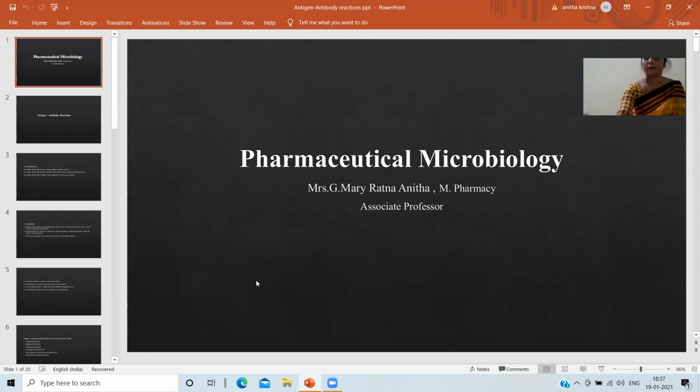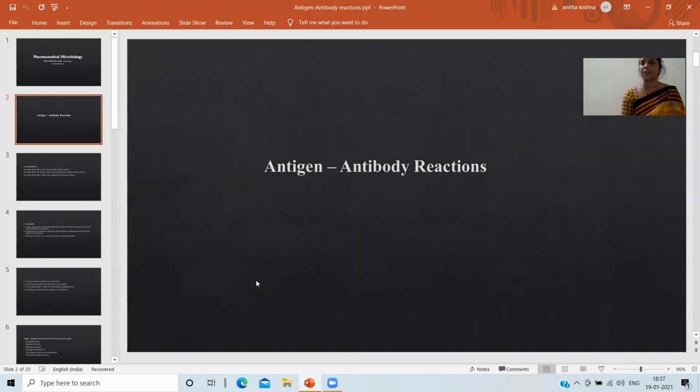So the topic for today's class is antigen antibody reactions. In the previous classes, we have seen what is immunity and what is immunology, the different types of immunity, the cells involved in different types of immunity, and what is an antigen and what is an antibody. We have seen the structures of antigen and antibody, how they are formed and how they combine with each other to undergo an antigen antibody reaction. So we have seen all that in your previous classes.